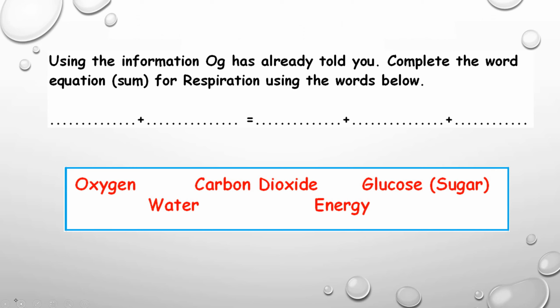Then, using the information that Og has already told you, can you complete the word equation or word sum for respiration? The words are below in the box, so we have oxygen, water, carbon dioxide, energy, and glucose or sugar. You've got to put them in the right order. All of the chemicals on the left-hand side of the equals equation are the reactants, and all of the chemicals on the right-hand side are the products. So in chemistry, you will learn about equations when we're writing what chemicals are reacting together and what the products are.